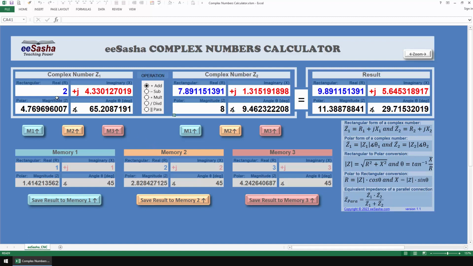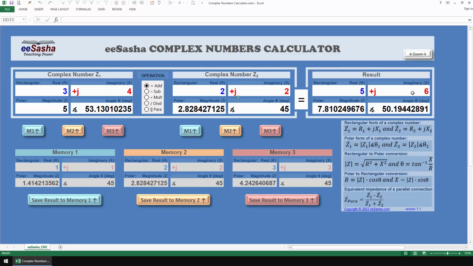Okay, so let's use some round numbers for our complex number 1. Let's say 3 and 4 as the two rectangular components. And we can use maybe 2 and 2 for complex number Z2. So let's have a look at the operations now. By default, addition is selected. Any calculator can perform the four basic mathematical operations: addition, subtraction, multiplication, and division. So if I want to add these two complex numbers, the result will be shown. The real component of the result equals the sum of the real components of the two numbers.